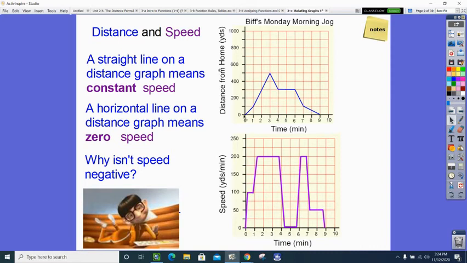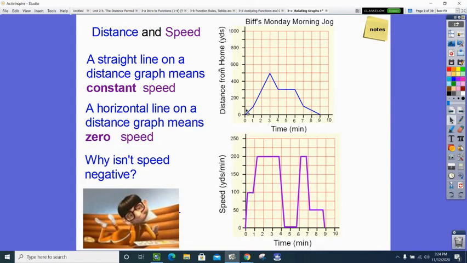So here he's speeding up. Right here, this is a constant speed. So he starts running, and he has gone 100 yards in 1 minute. So over this interval, right here, his speed is 100 yards per minute.